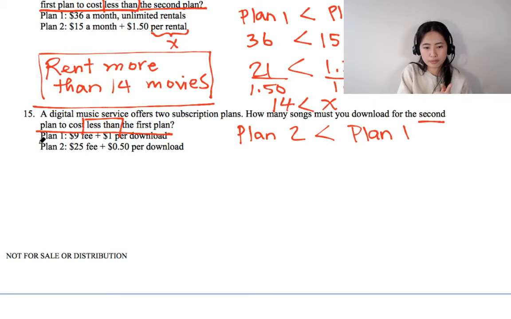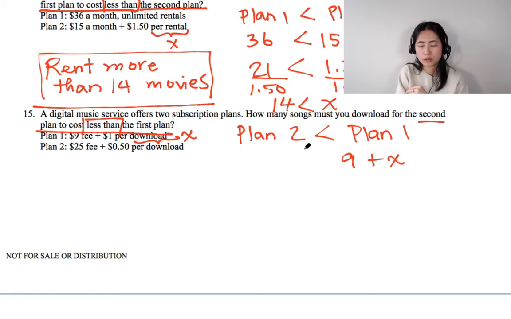So the first plan is $9 plus a dollar per download, and then plan 2 is $25 plus 0.50 per download. So plan 1 is $9 plus a dollar per download. The number of times you're downloading would be x, so we can just say this is x, right? So 1 times x would be $1 per download.